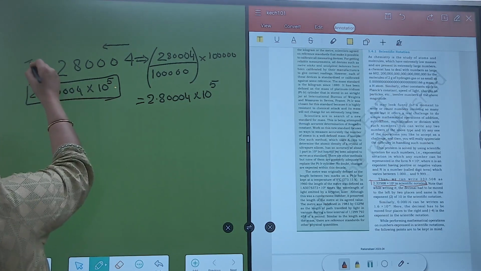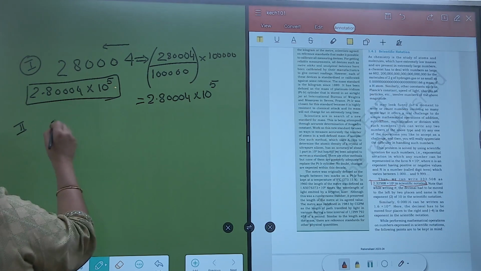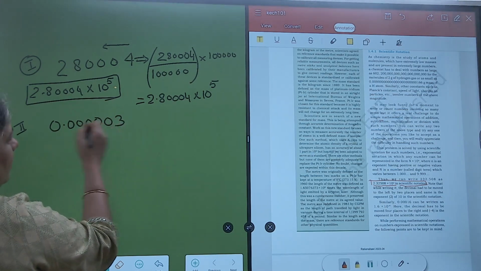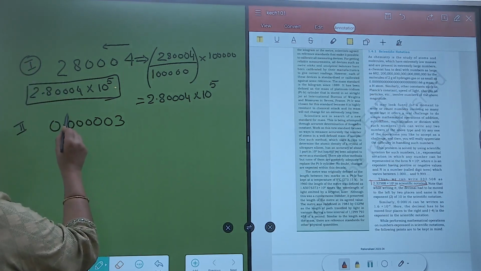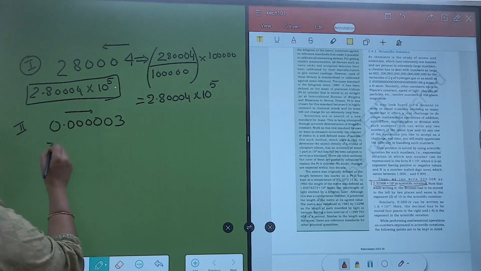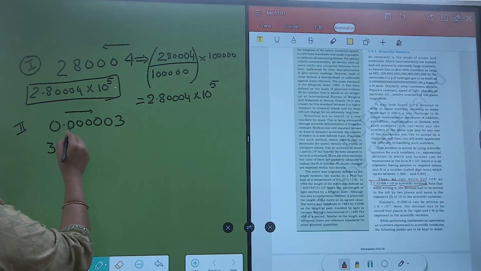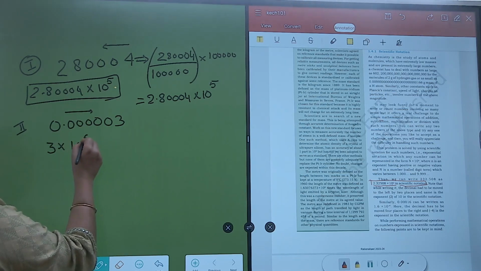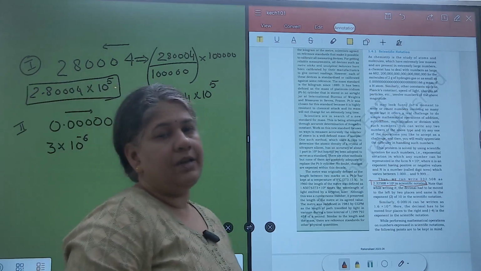See, I'll take another example. If we have a smaller number like 0.000003 and we have to convert it into scientific notation, what we are doing is moving the decimal to the right, so we increase the exponent. See, 1, 2, 3, 4, 5, 6. We are moving the decimal 6 places to the right, so it will be 10 raised to the power minus 6.